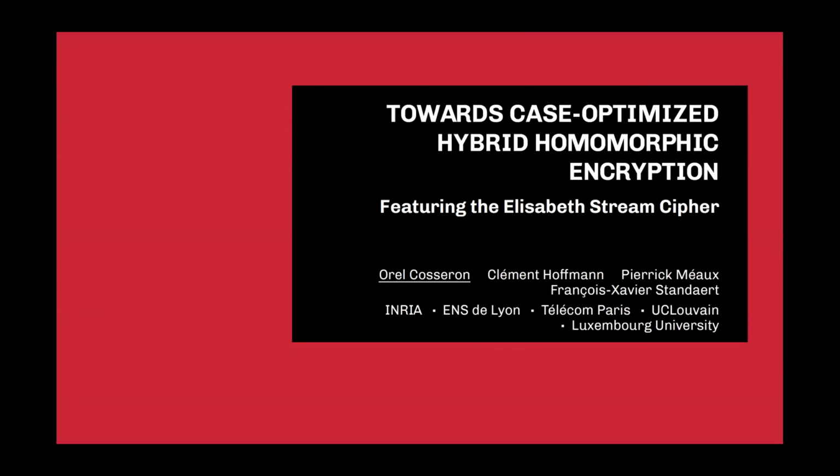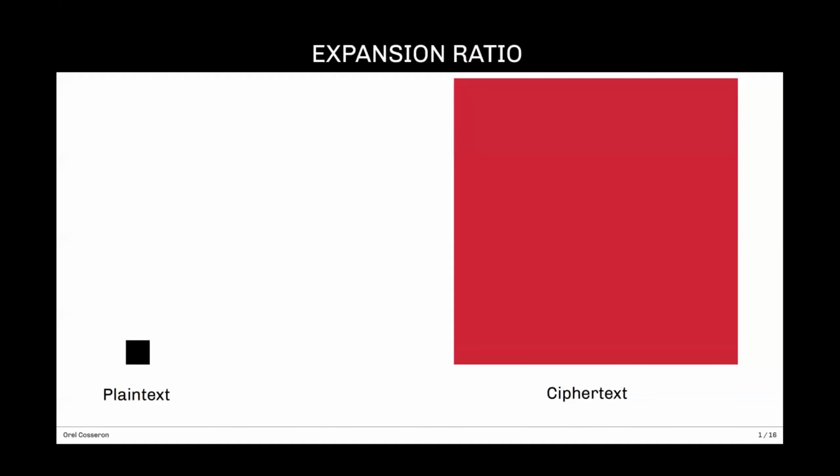So hi everyone, thank you for the invitation. So this talk is going to be about hybrid homomorphic encryption, which from now on I will call HHE, which is a tool used in fully homomorphic encryption to solve the problem caused by the expansion ratio. When you're doing FHE, you have to deal with a huge expansion ratio. So this is an illustration of it. If you want to send some data on the network, and you have a small plaintext, the corresponding ciphertext is going to be huge.